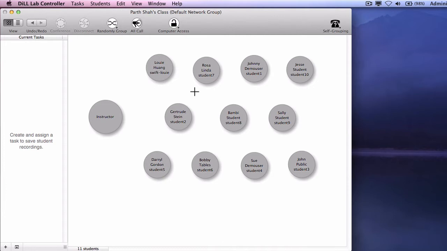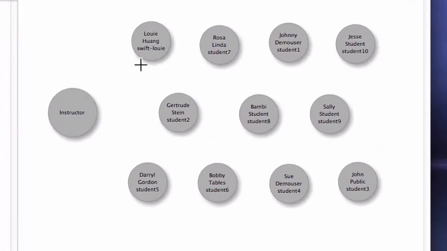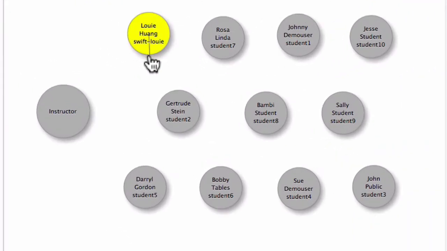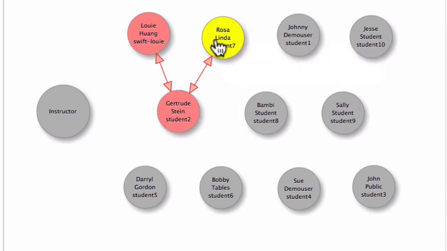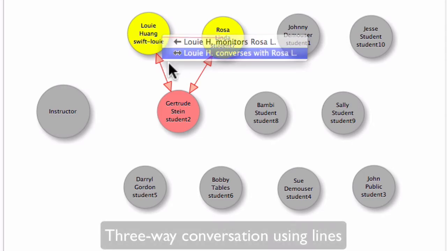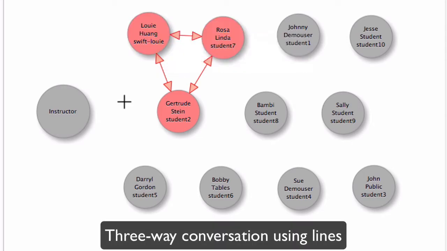There are multiple ways to create group conversations in DiLL. You can put them in conversation by drawing a two-way line. I can draw a two-way line between Louis and Gertrude, put them in a conversation, Gertrude to Rosa in a conversation, and Louis to Rosa in a conversation. Based on the two-headed arrows, here you can see that all three students are now talking to each other and in a conversation.